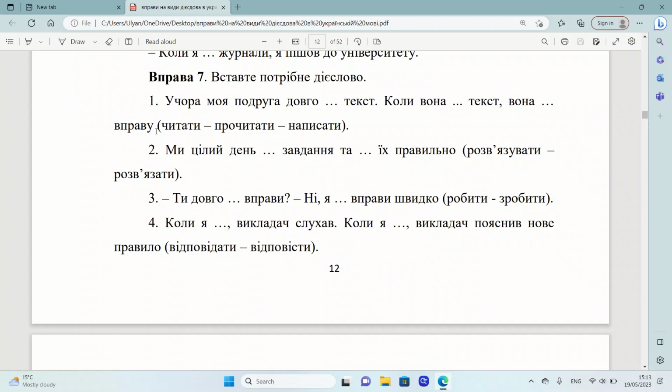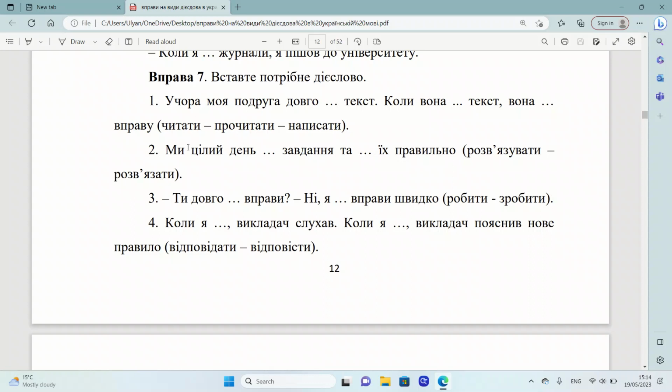Коли вона текст, вона вправо. So we have again 2 actions, one after another. So when she finished reading the text, she wrote an exercise. So коли вона прочитала текст, вона написала вправу. Ми цілий день завдання та їх правильно. So розв'язувати, розв'язати. To figure out.